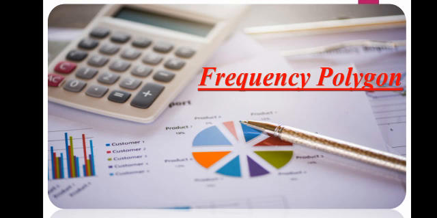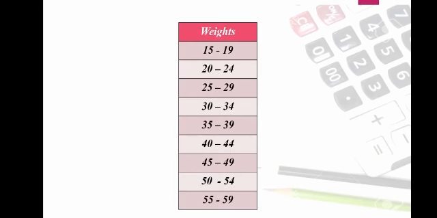Coming towards the next part of this question, that is the frequency polygon. In the frequency polygon you have to make the midpoints, and there is one more requirement for that. You have to make two more classes. One is the preceding class of the first class, and the next is the successive class of the last class.